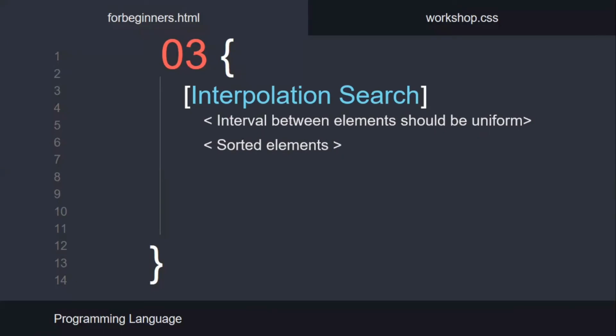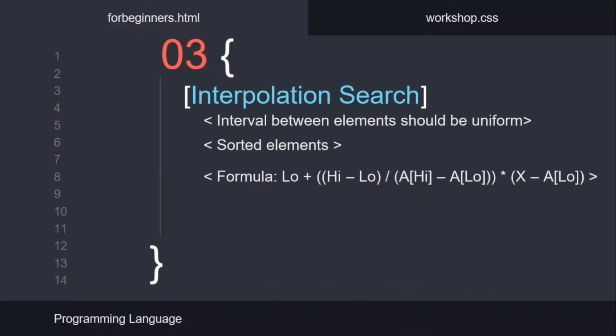Now, for the binary search, we always check the value at the middle index. But here in interpolation search, we may check at different locations based on the value of the element being searched. So we have a formula, where what the formula does is it gives you an index which is very close to the key. I will explain it further with an example.